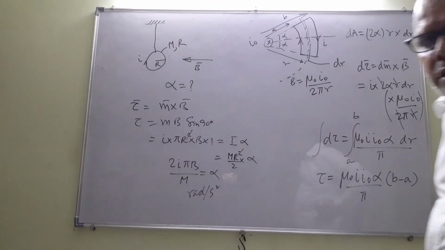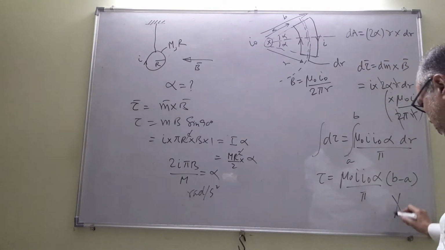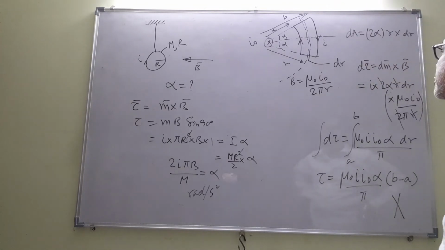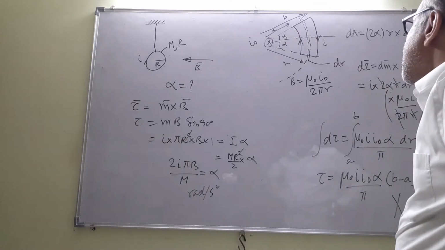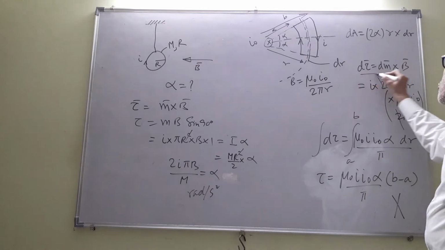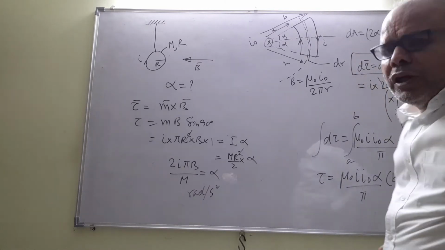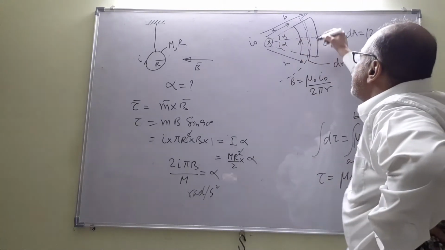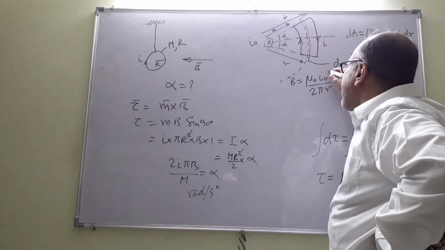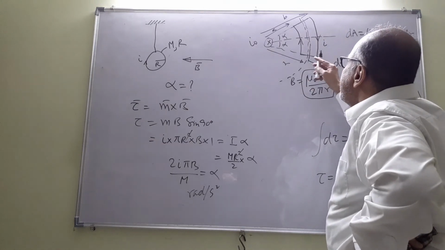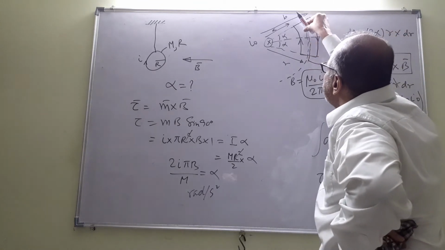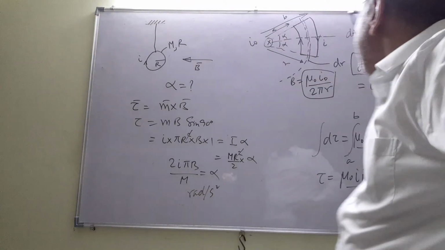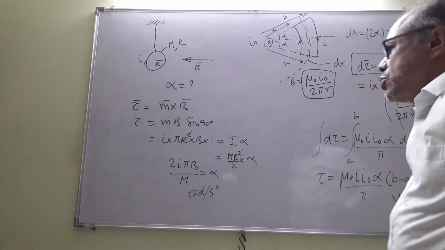Now, this answer is wrong. It's not correct. Purposely I have done it because we can make this mistake. What is the mistake here? You can use this formula tau is equal to m cross B only if the magnetic field is constant. But if you see here, although the magnitude is constant along a circle, its direction is changing continuously. Therefore, the magnetic field is not constant. And because the magnetic field is not constant, we cannot use this formula.